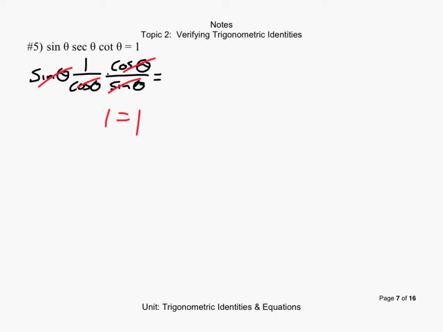If you follow the advice, the most important one that I think I've said the last 3 days, if today counts as the day, change everything to sine and cosine when you have doubts. Great things happen. Great things happen. Secant is a reciprocal of cosine. Cotangent is a quotient identity. Everything cancels except for a 1. 1 equals 1.